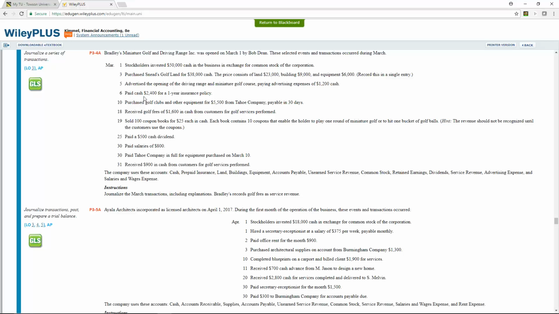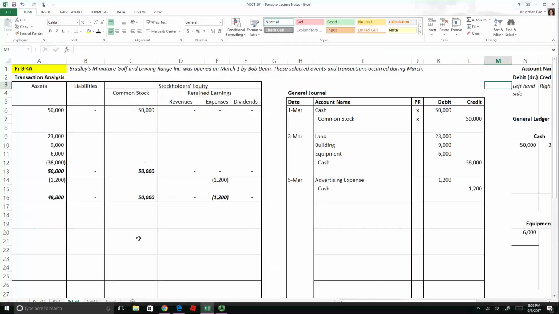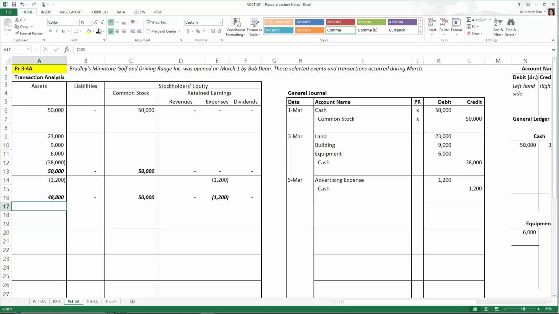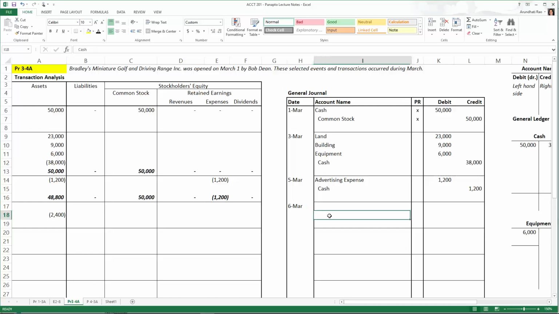On the 6th, we paid $2,400 for a one-year insurance policy. I paid cash. Again, cash decreases, $2,400. So in my journal entry over here, I'm setting up my journal entry. The part that I know is cash has decreased $2,400.